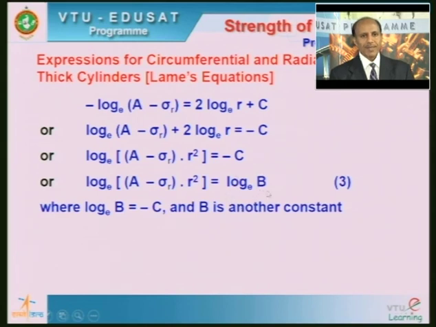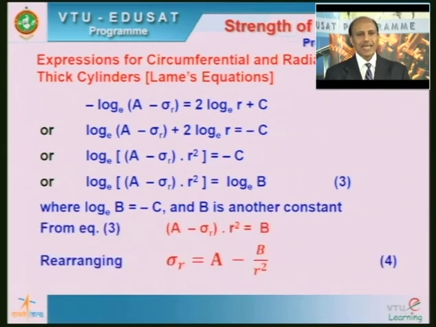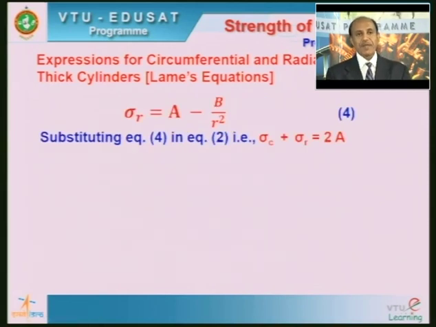So, we just try to compare the LHS and RHS of this particular equation, equation number 3. So, we can easily say that A minus sigma R into R square equal to B. That means, this term, log of this equal to log of B. So, A minus sigma R into R square equal to B is what we are trying to say, and we can rearrange this to get the first important expression, that is the radial stress sigma R equal to A minus B by R square. So, that is the same expression which I have repeated, sigma R equal to A minus B by R square. Okay. So, this is an important equation.